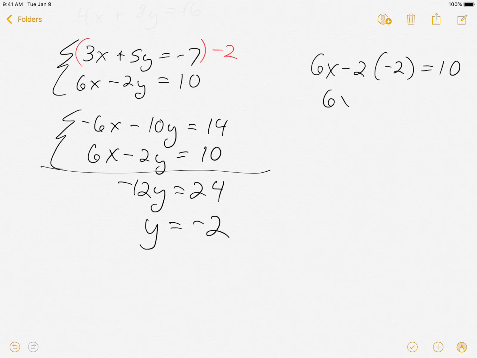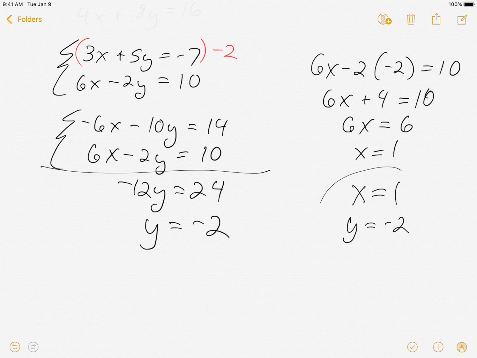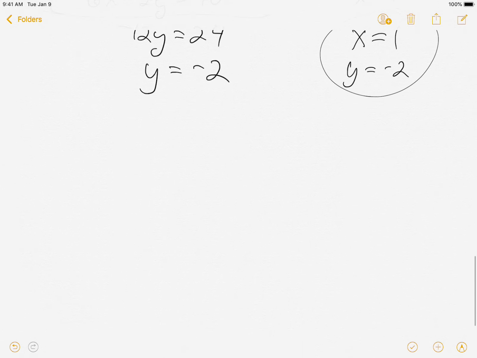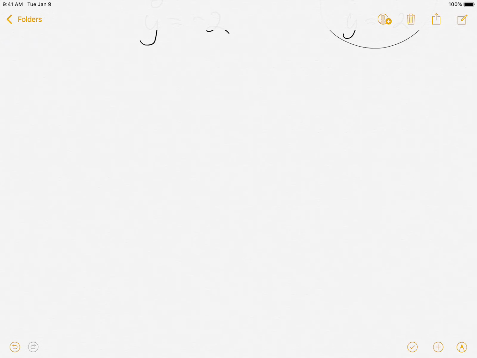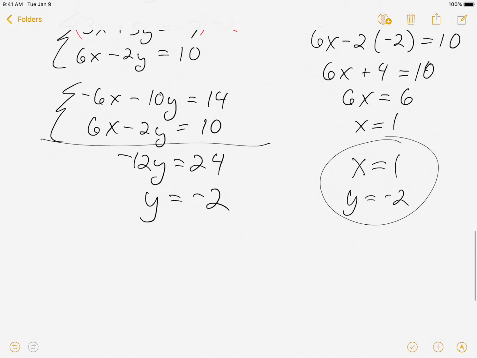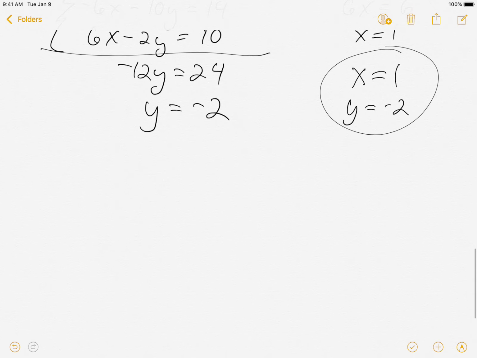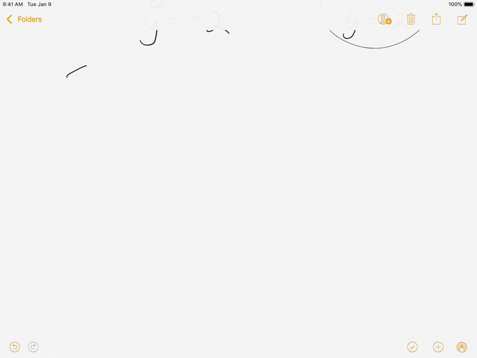I get 6x plus 4 equals 10. Subtract 4 from both sides. So x equals 1. So the solution is x equal to 1, y equal to negative 2. Okay? But that time I only had to multiply one of the equations. Let's look at another example.